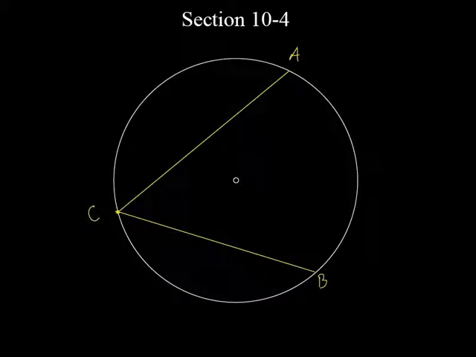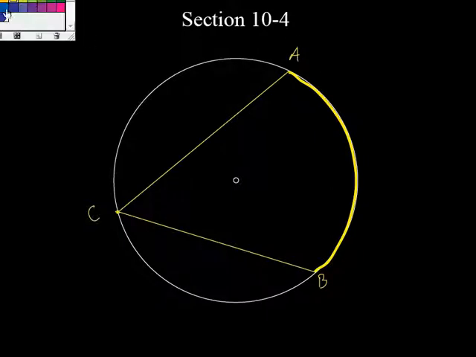So let me draw that, because there is definitely significance to this arc. Let me try to trace it around. Okay, that's not too bad. Rough start, but that's pretty good. So let's take a look at this angle right here, angle C.